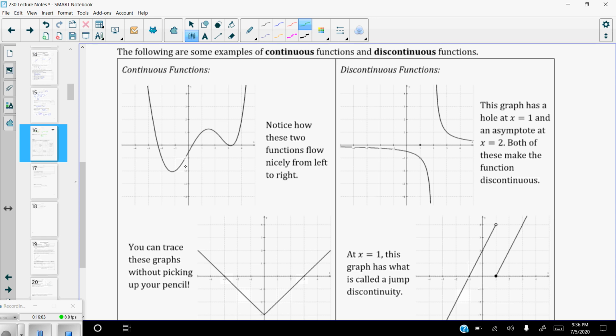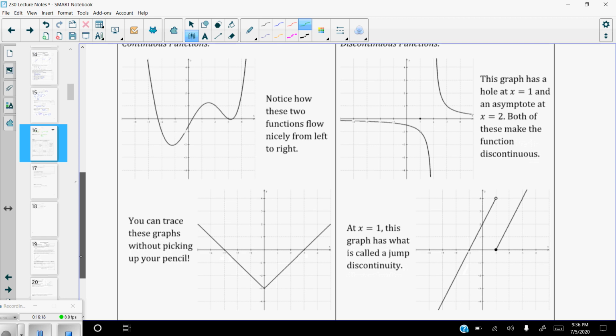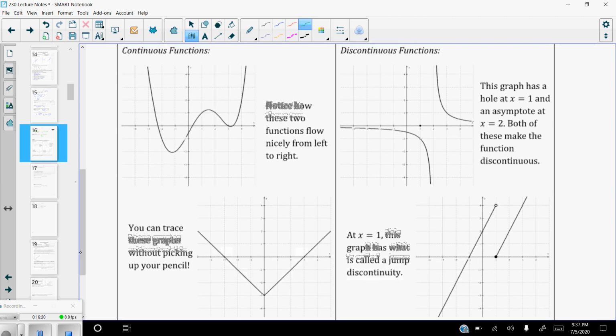On the bottom left, it says you can trace these graphs without picking up your pencil. That was kind of the old way of talking about it. If you can draw the entire graph without having to pick up your pencil, then it's continuous. What you should see on the ones on the right are discontinuous functions. The first one has several discontinuities.